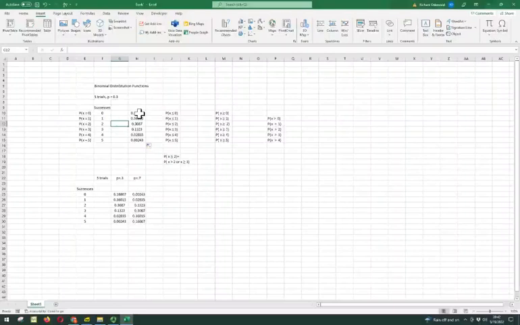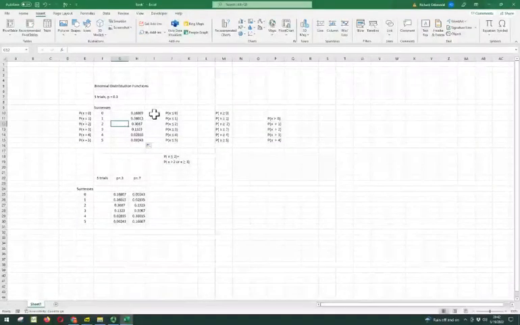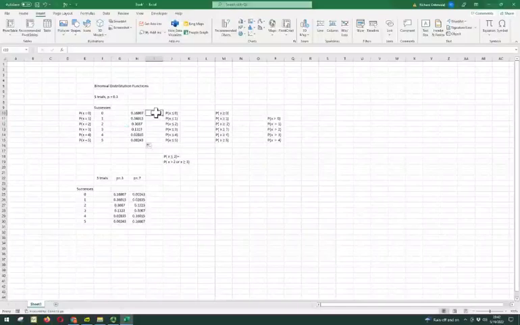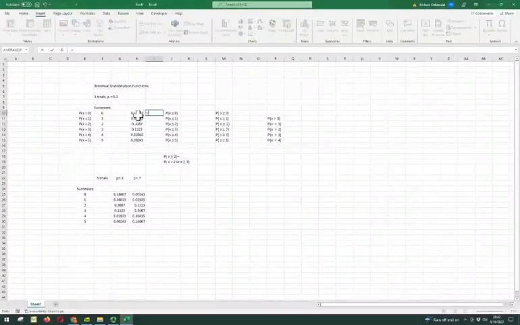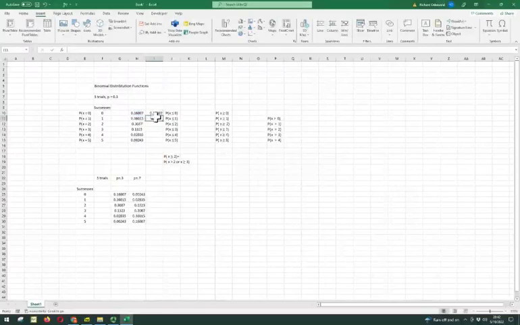I can have the probability to be cumulative by adding up these successive probabilities. If I want the probability of 0 or 1 success, I add up those two probabilities so that 0.528 is the probability of 1 or fewer successes.